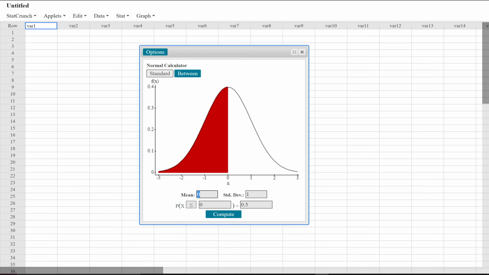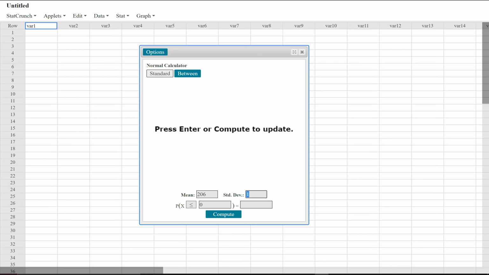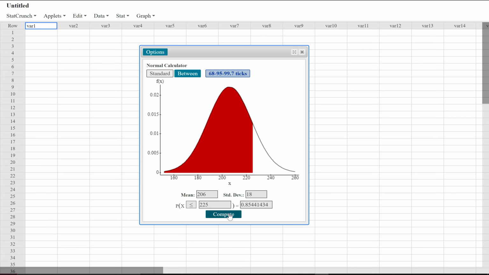The mean was 206. The standard deviation given was 18, and we're looking for, in this case, less than 225. So then we'll go ahead and compute, and again we'll get 0.8554, which is the exact same we got when we used the table. So I would get this value, subtract it from 1, and still get the value of 0.1446, which is 14.46%.